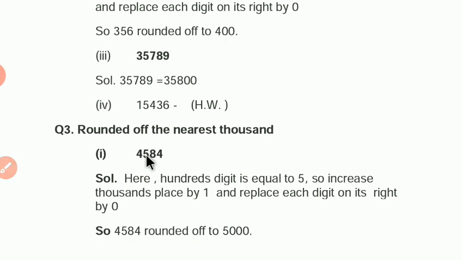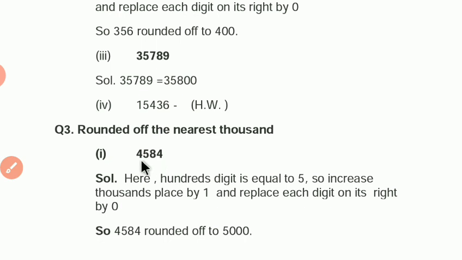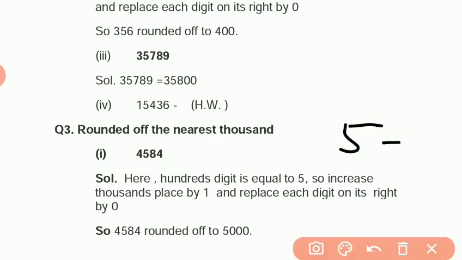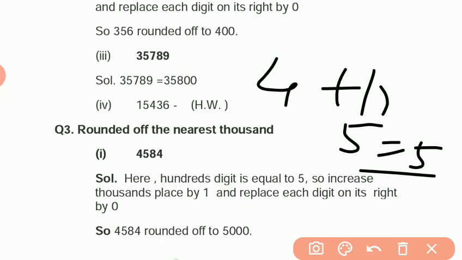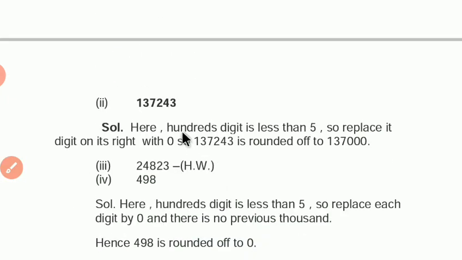So 4 plus 1, 5. And replace each digit on its right by 0. Right means here this side, 584. This one is right and that one, the direction is left. So we have to replace 584 by triple 0, and here 5 is equal to 5. So we have to increase thousands digit by plus 1. So 4 plus 1, 5. So 4,584 is rounded off to 5,000.